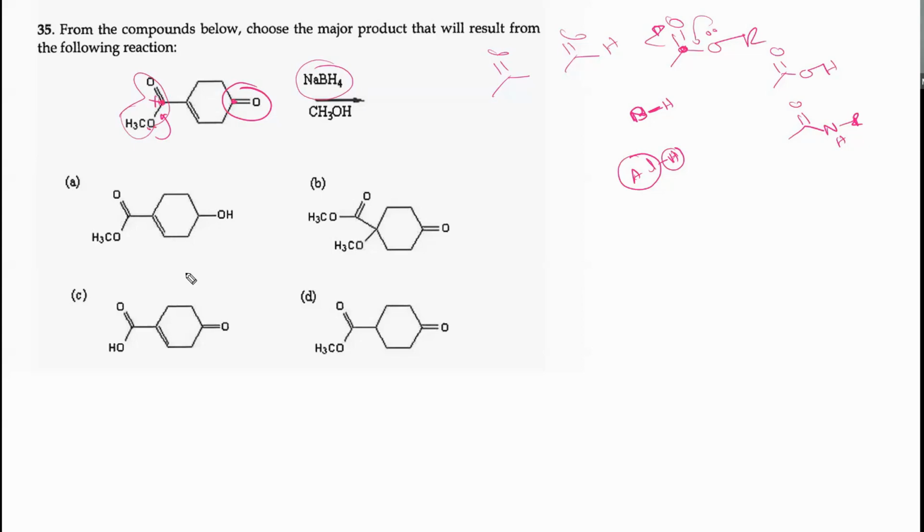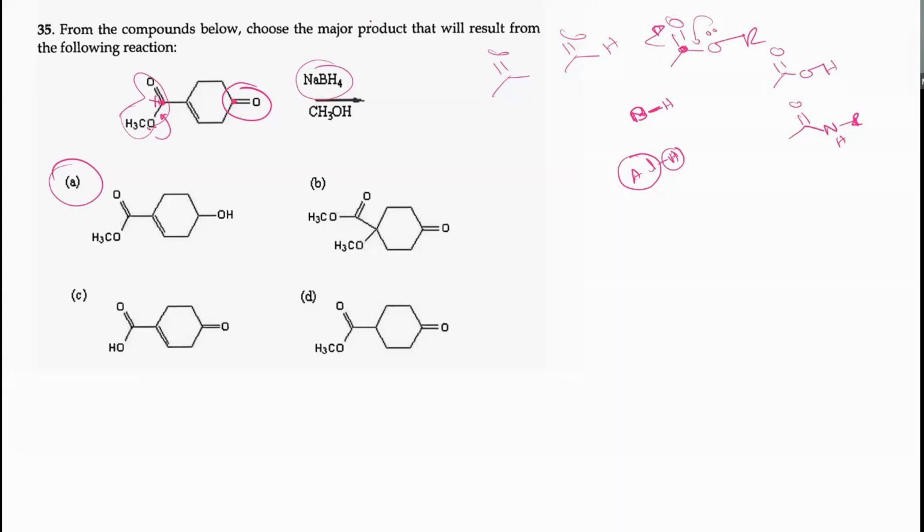Therefore, the right answer for this question is, let's see, A, B, C, and D. So A is the right answer, because it reduces that. It will not be able to touch the double bond here, or the carbon oxygen double bond here. Okay, any questions?